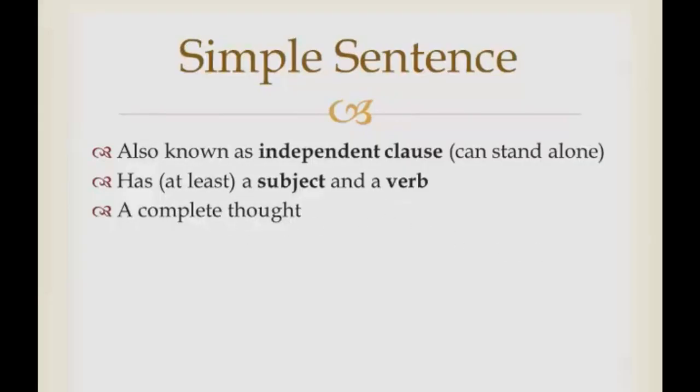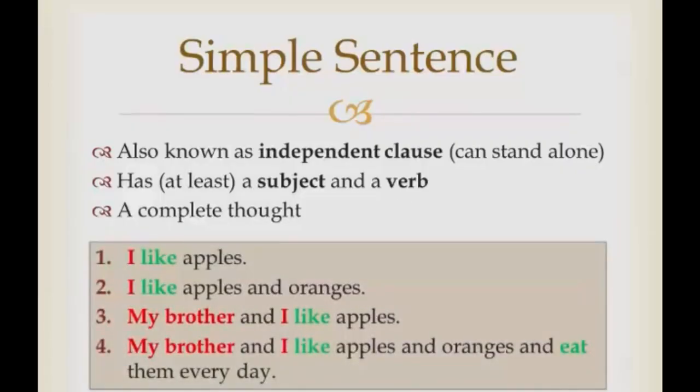For example, I like apples. A complete thought. One simple sentence. It has a subject I and the verb like. The second example is I like apples and oranges. It's longer, but it still has a subject I and the verb like. So it is still one single independent clause, one complete thought, one simple sentence.